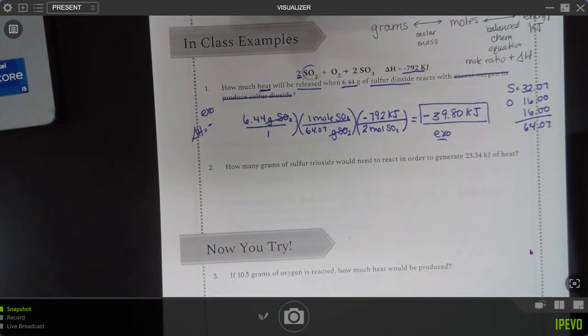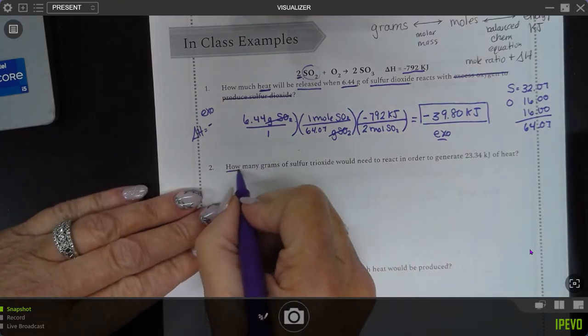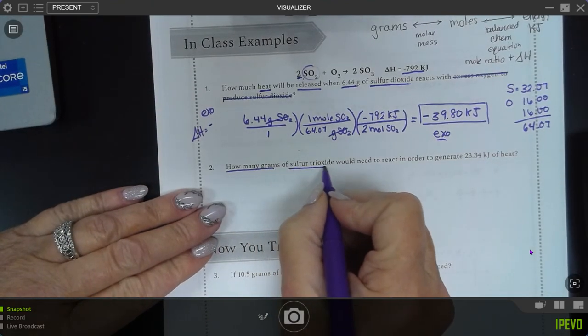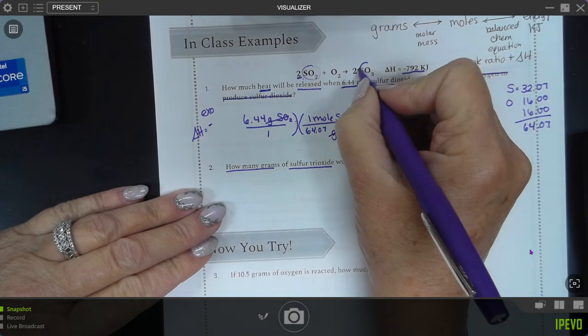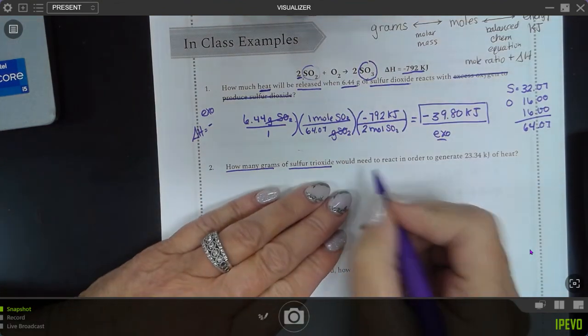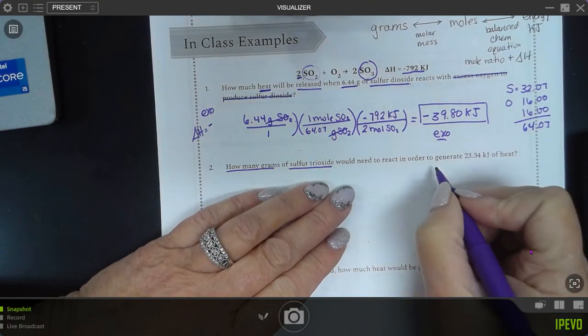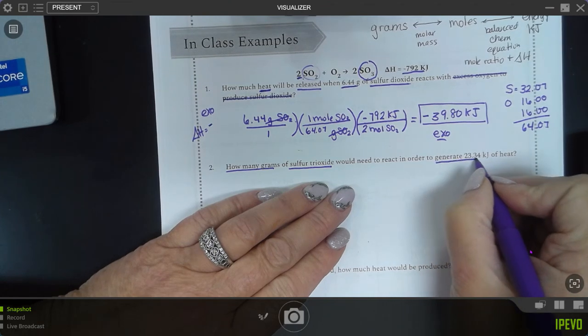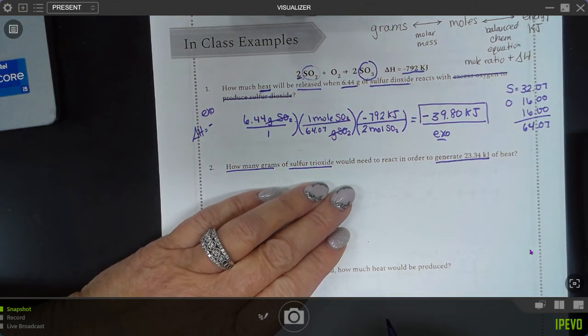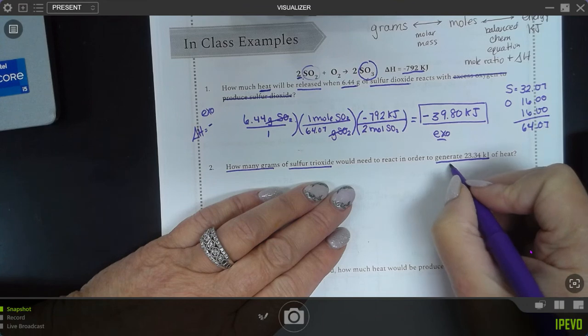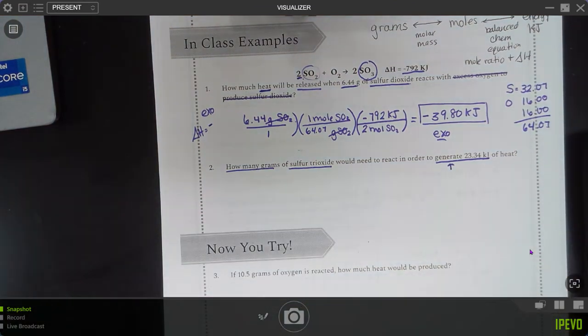How many grams, so we're looking for grams, of sulfur trioxide, so now we're talking about this sulfur trioxide, would need to react in order to generate 23.34 kilojoules. Now, generate also means produce. Okay, so we're looking at a negative.